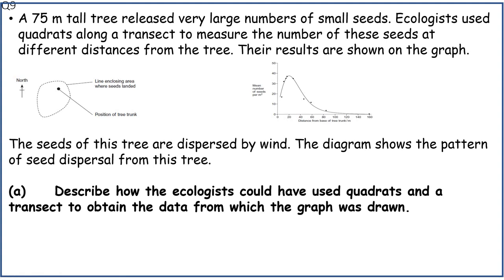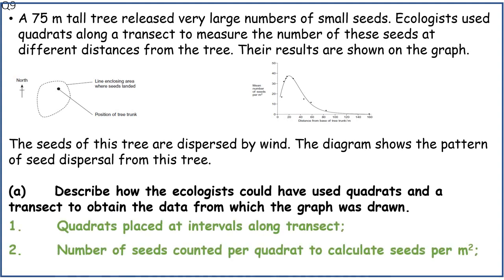Describe how the ecologists could have used quadrats and a transect to obtain the data from which the graph was drawn. So quadrats would be placed at intervals along the transect, and the number of seeds counted per quadrat to calculate the seeds per metre squared.